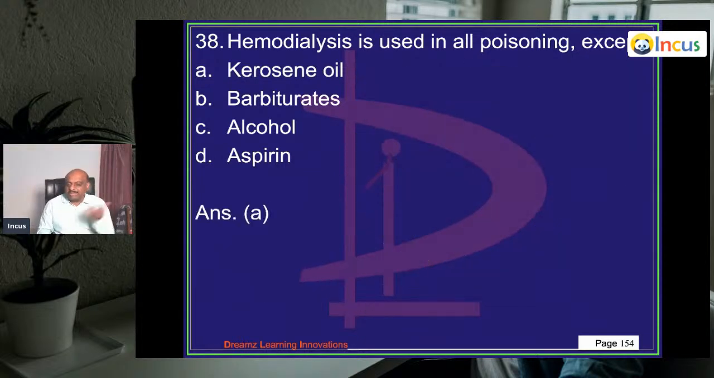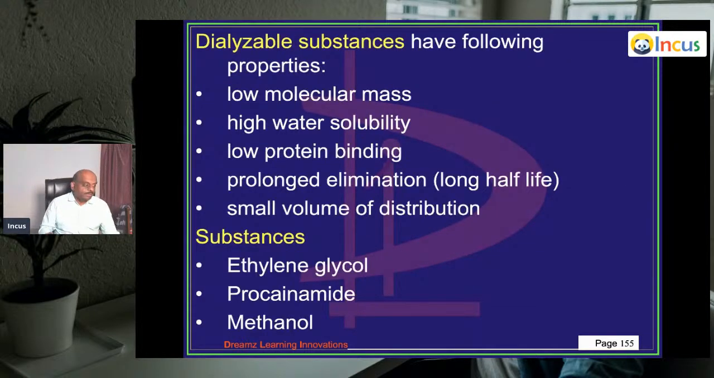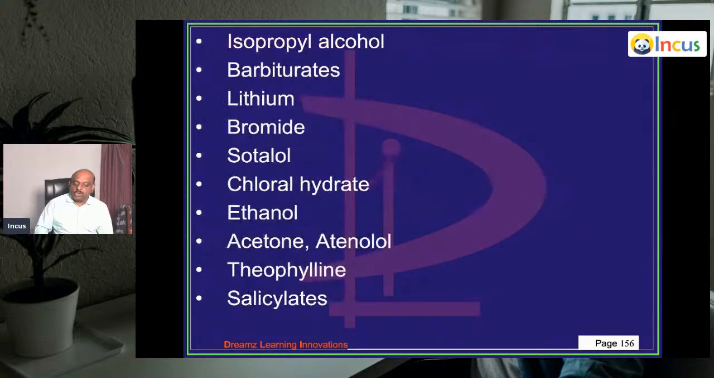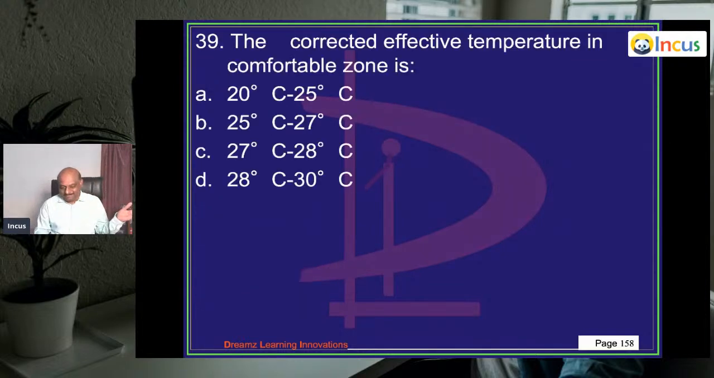Hemodialysis, what are all the list of poisons? Typically, if a substance needs to be dialysable, it should have a low molecular mass, high water solubility, low protein binding, prolonged elimination, small volume of distribution. They're all the important features. Ethylene glycol, procainamide, methanol, isopropyl alcohol, lithium, bromide, sotalol, ethanol, theophylline, salicylate, acetone, they're all dialysable.